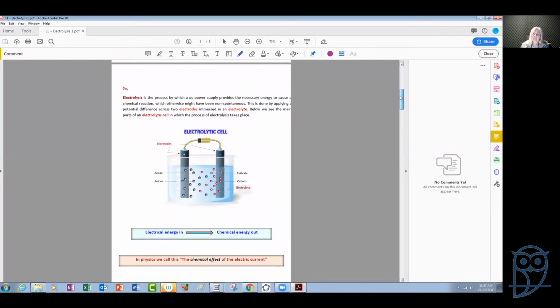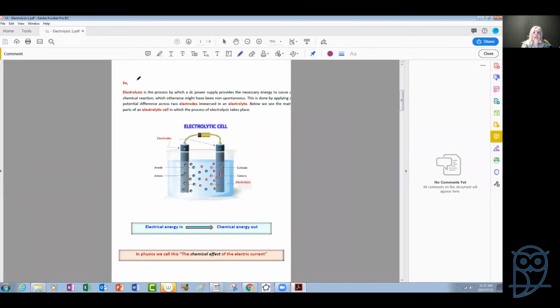So, in other words, electrolysis is a reaction. I prefer this definition, which is not from the book. Electrolysis is the process by which a DC power supply, like a battery, provides the necessary energy to cause a chemical reaction, which otherwise might not have been spontaneous. This is done by applying a potential difference across two electrodes immersed in an electrolyte. And below we see the main parts of an electrolytic cell in which the process of electrolysis takes place.